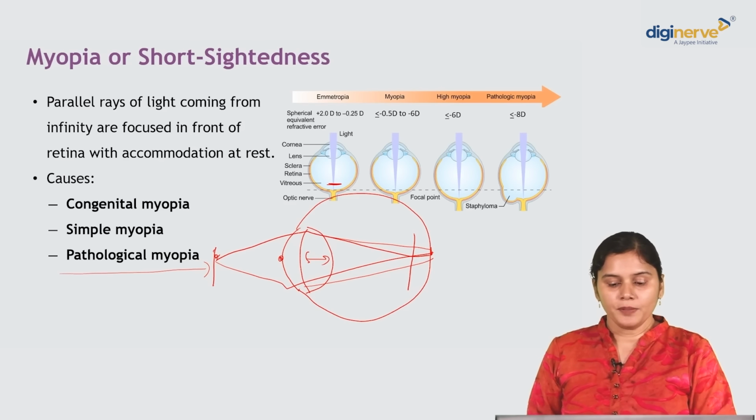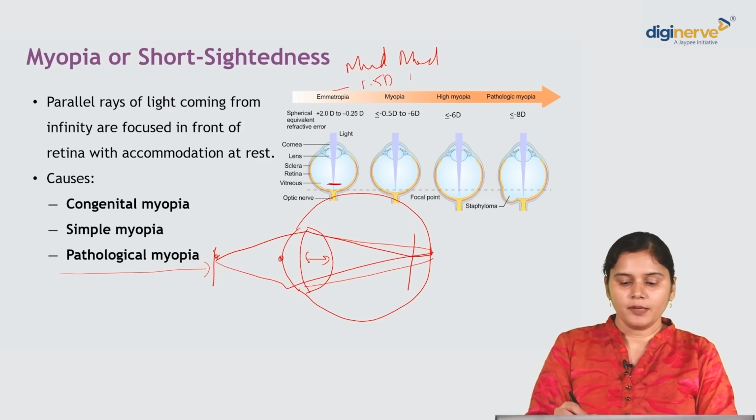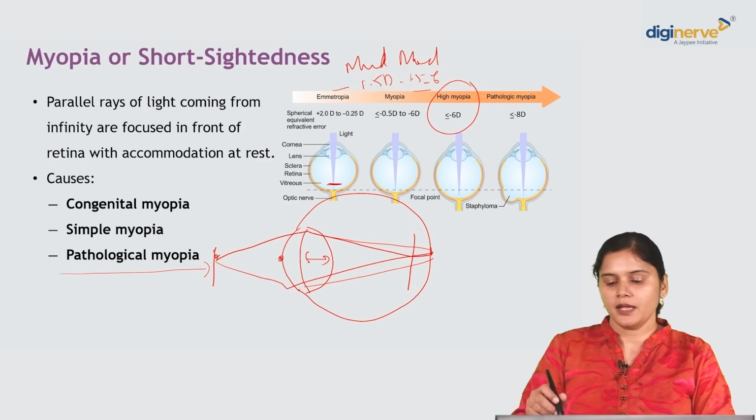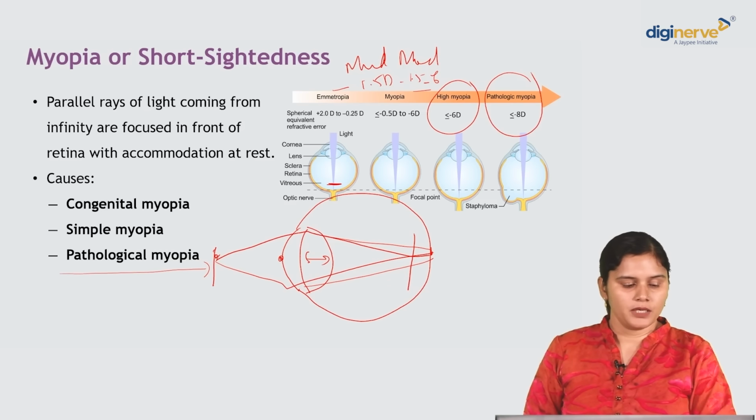And myopia can be divided into three types. It can be mild, moderate or severe. Up to minus 1.5 diopter is mild myopia. 1.5 to minus 6 diopters is moderate myopia. More than minus 6 diopters is high myopia. And if it is more than minus 8 diopters, pathological myopia can set in.